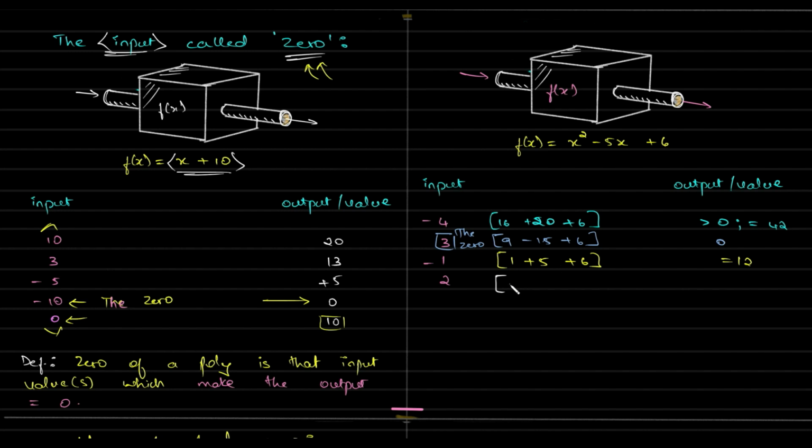Then we have 2. So 2 square is 4. Minus 5 into 2 is minus 10. Plus 6. So 10 minus 10 is 0. And one more bingo, we have 3 and 2 to be the zeros of this particular polynomial. Okay, so the zeros of this particular f of x are 3 and 2. That is, if I take this as the input, I'll get an output which is equal to 0.